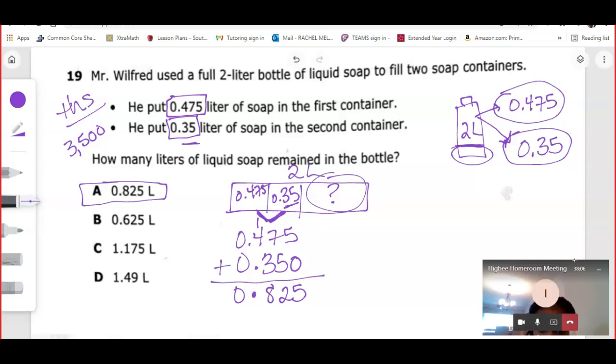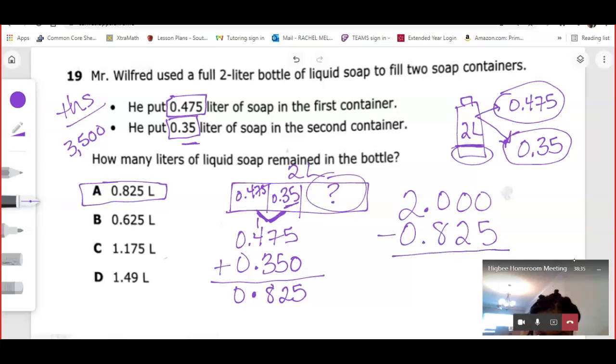Subtract. So I take my total, which is 2, right? And what am I subtracting? 8.825. Good, very good. That is how you say that. Now, remember, since this 2 is a whole number, if I place a decimal and write zeros after, it's still 2, right? I didn't change the value, I just changed the name of it.